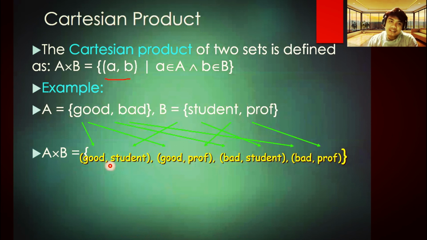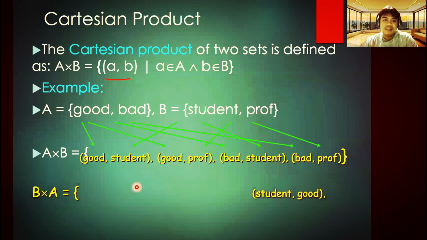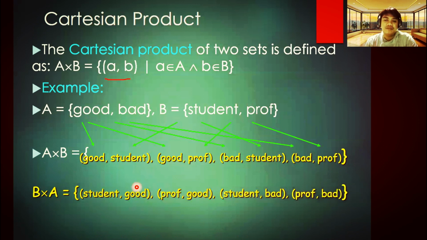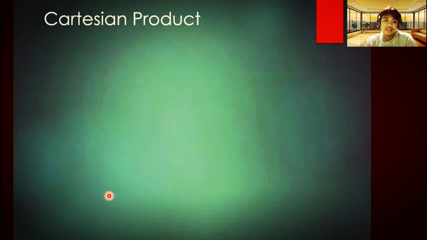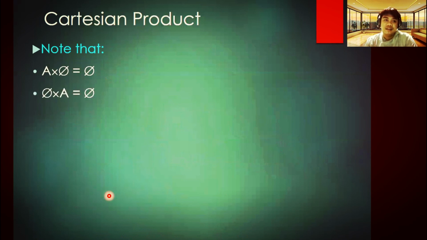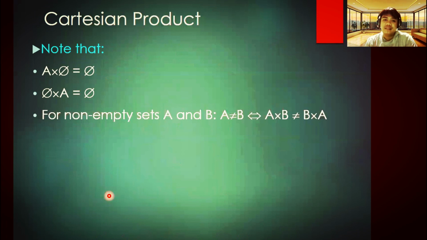Remember, hindi pwede magbaliktad si good at student. So, dapat ganun yung itsura nila. So, next. We have B times A kapag baliktad naman. So, we have student good, prof good, student bad, and prof bad. So, as you can see, magkaiba ang output ng A times B sa B times A. Note that A times the null set is null, and we have null times A is also null. And for non-empty sets A and B, A is not equal to B if and only if A times B is not equal to B times A.